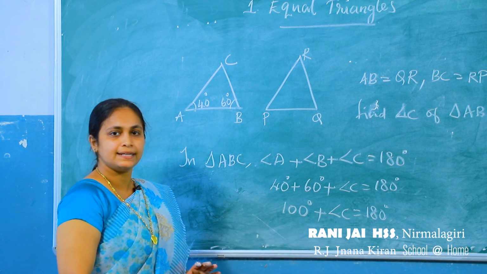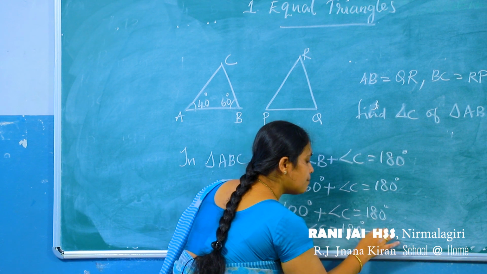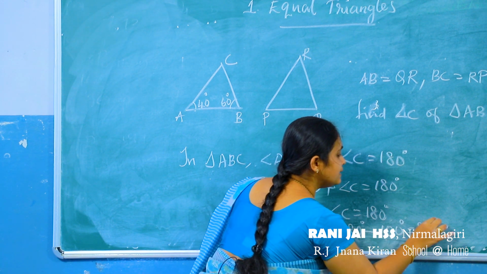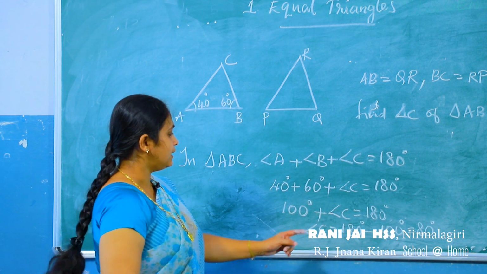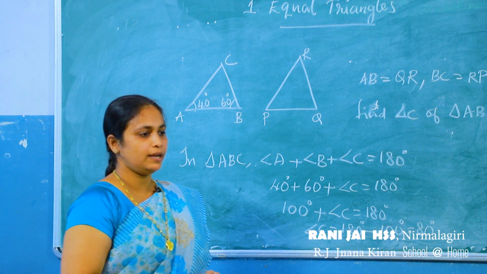Then what is angle C? Angle C equal to 180 degree minus 100 degree. That is equal to 80 degree. Okay. That is, we got angle C equal to 80 degree.